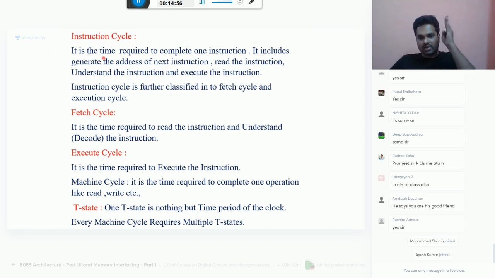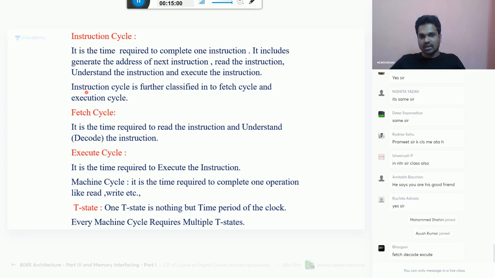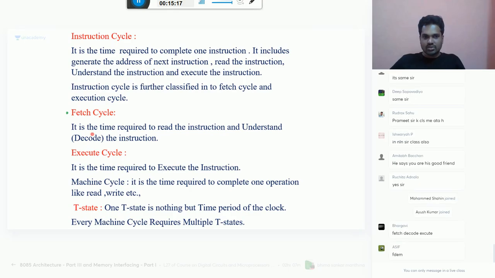One instruction can be divided into multiple parts. What are those parts? Fetch cycle. It is the time required to read the instruction and understand, that is decode, the instruction. Actually, the name is fetch, but in your 8085, fetch contains decode also. Originally, in advanced processors, it is like this: fetch, decode, execute, memory will be separated.